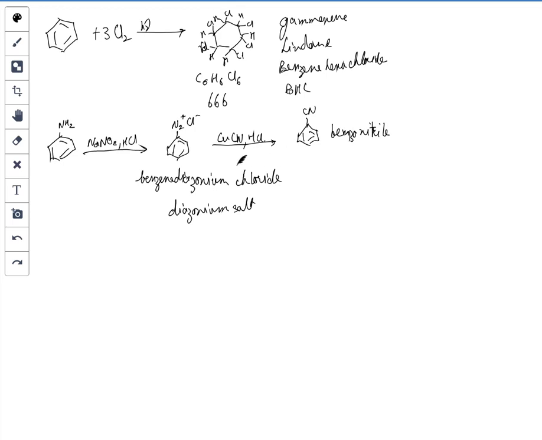Okay. Now if this particular compound is treated with CuCl in presence of HCl, then we get chlorobenzene. If it's treated with CuBr in presence of HBr, we get bromobenzene. Okay. Now these reactions are called Sandmeyer's reactions.